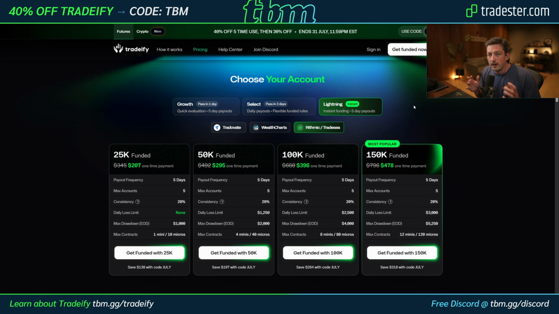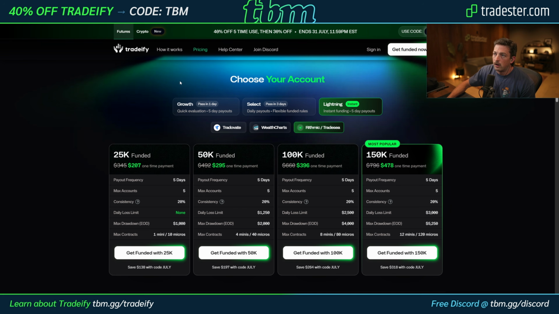This is going to be for a very specific person. It is more expensive up front. For instance, the 50K is $295 with code TBM. So you're paying more money up front for more or less the same metrics. However, there's one metric that's not the same, which is the consistency rule. It's 20%. That is not that much. But if you have good discipline and you are okay with things taking time, then it's okay, right? A lot of people do use the 150K because the payouts are going to be bigger.